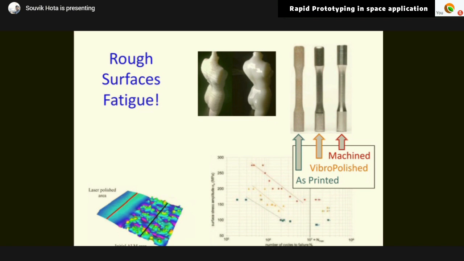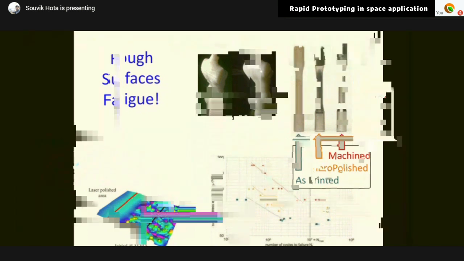This is the data from research: when we have an edge printed part, it has low fatigue life, but as soon as we polish it and give a good surface finish to that product, the fatigue life drastically increases. So this graph also shows how a polished surface, chemically or mechanically, really works to increase the fatigue life or the strength of the part that is used in our crafts.